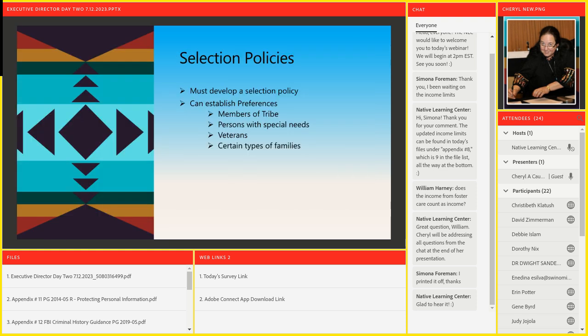Your selection policies. You have to develop a selection policy. You can establish preferences, okay, if that's what your governing body wants to do. Members of the tribe, persons with special needs, if that's what you want. Veterans, if that's the preference they want to give. Certain types of families. That usually applies for what type of program it is, okay? First-time home buyer or your rental program, or elderly for your elderly program. Depends on what you're offering.